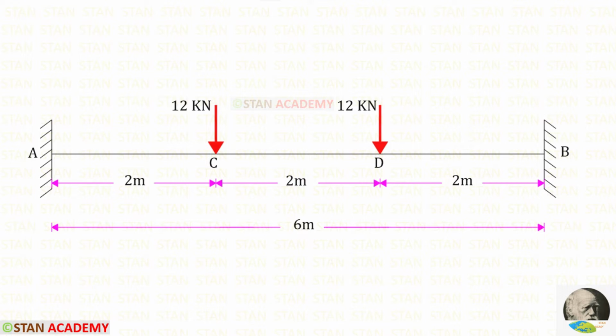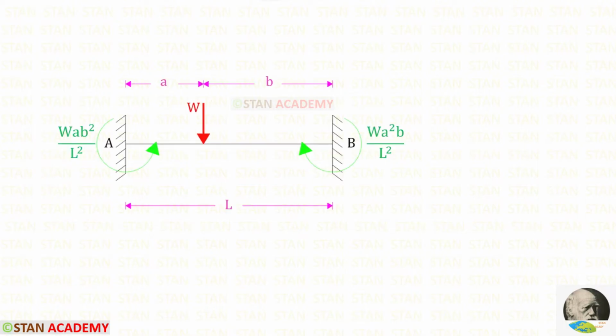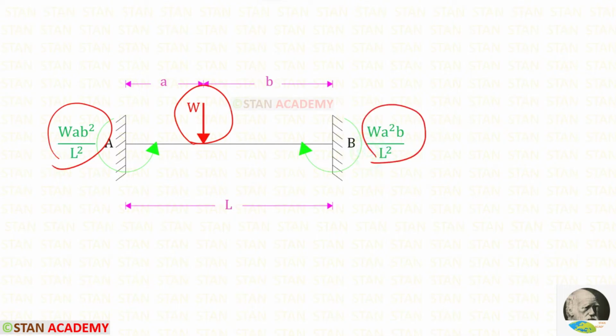For that, we can use the formulas. If in the fixed beam there is an eccentric point load, the formulas to find the fixed end moments are W A B squared upon L squared and W A squared B upon L squared. Using these formulas, let us find the fixed end moments.